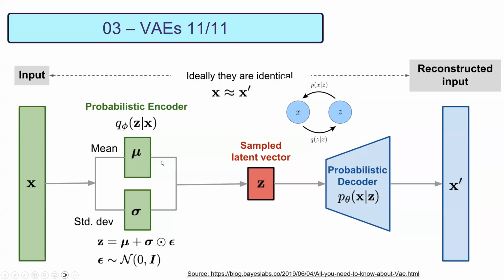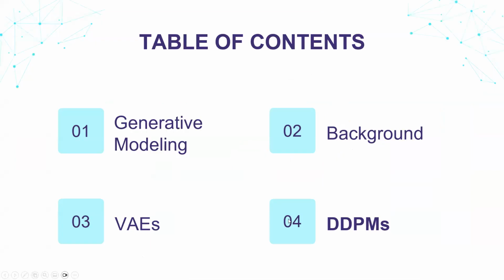Okay, so let's resume. I hope everything is still clear from variational autoencoders. Now we're going to get into the denoising diffusion probabilistic models finally.